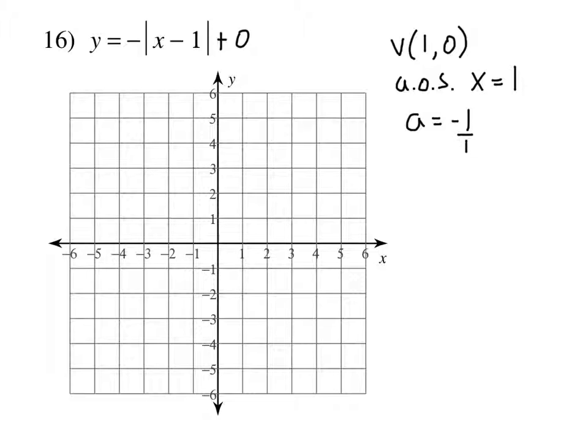So, let's first go to our vertex at 1, 0. Just like the last problem then, our axis of symmetry runs vertically through that point. That's the equation x equals 1. On the right side of our graph, we count a slope of -1, which is down 1, right 1. Okay, we make sure to mirror those points to the other side.